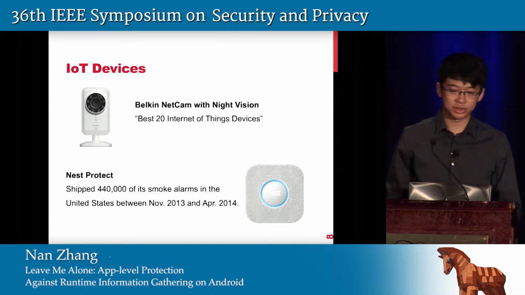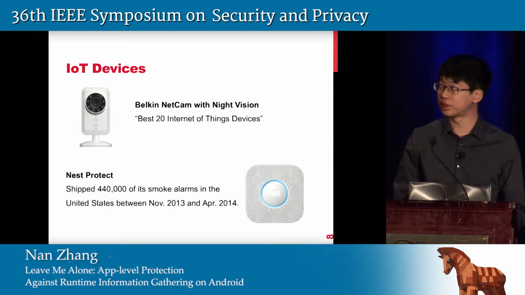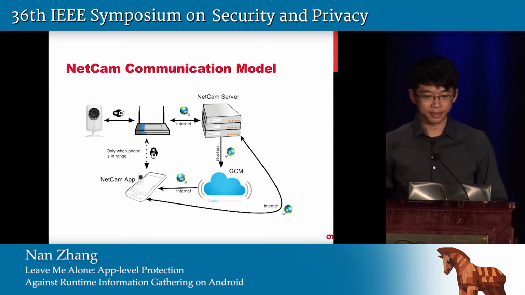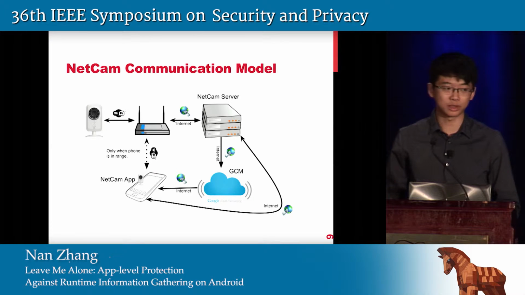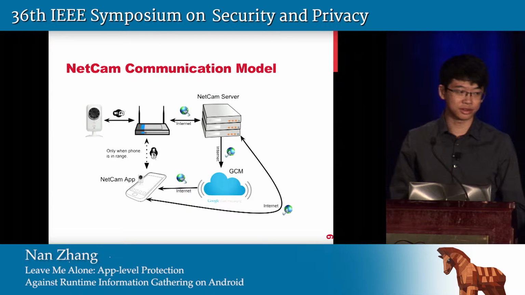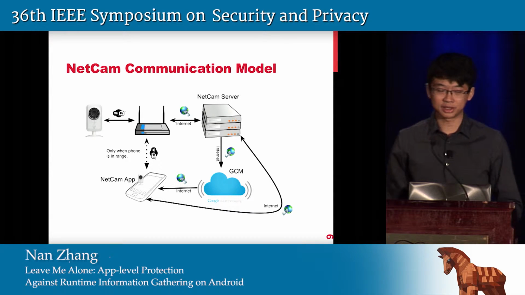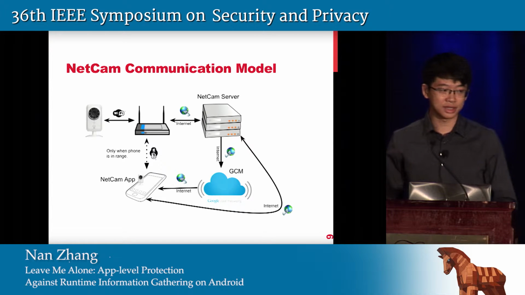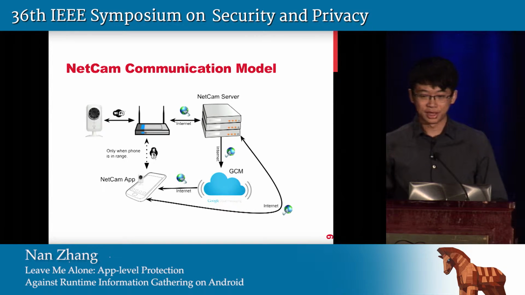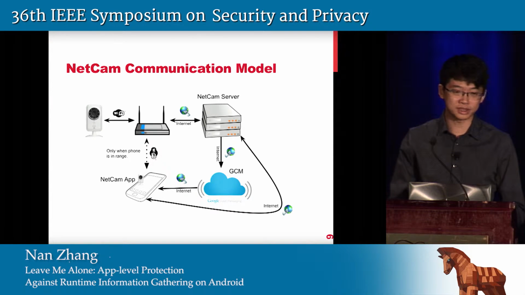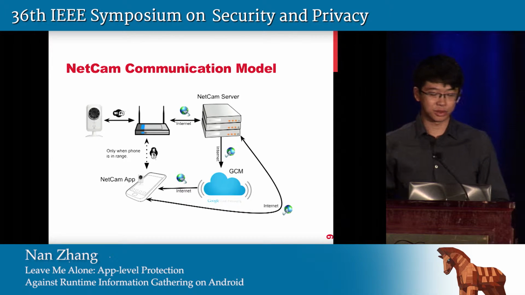The two devices we studied, the Belkin NetCam with night vision and Nest Protect, are among the best IoT devices. In order to make use of a NetCam, it connects to the internet via a home router. The controller app on the phone will talk to the NetCam either directly through the home router or through the public internet if the user is not at home. Whenever the NetCam wants to send a message to the controller app, it goes through the NetCam server, then the message is forwarded to Google Cloud Messaging, and finally pushed to the user's phone.